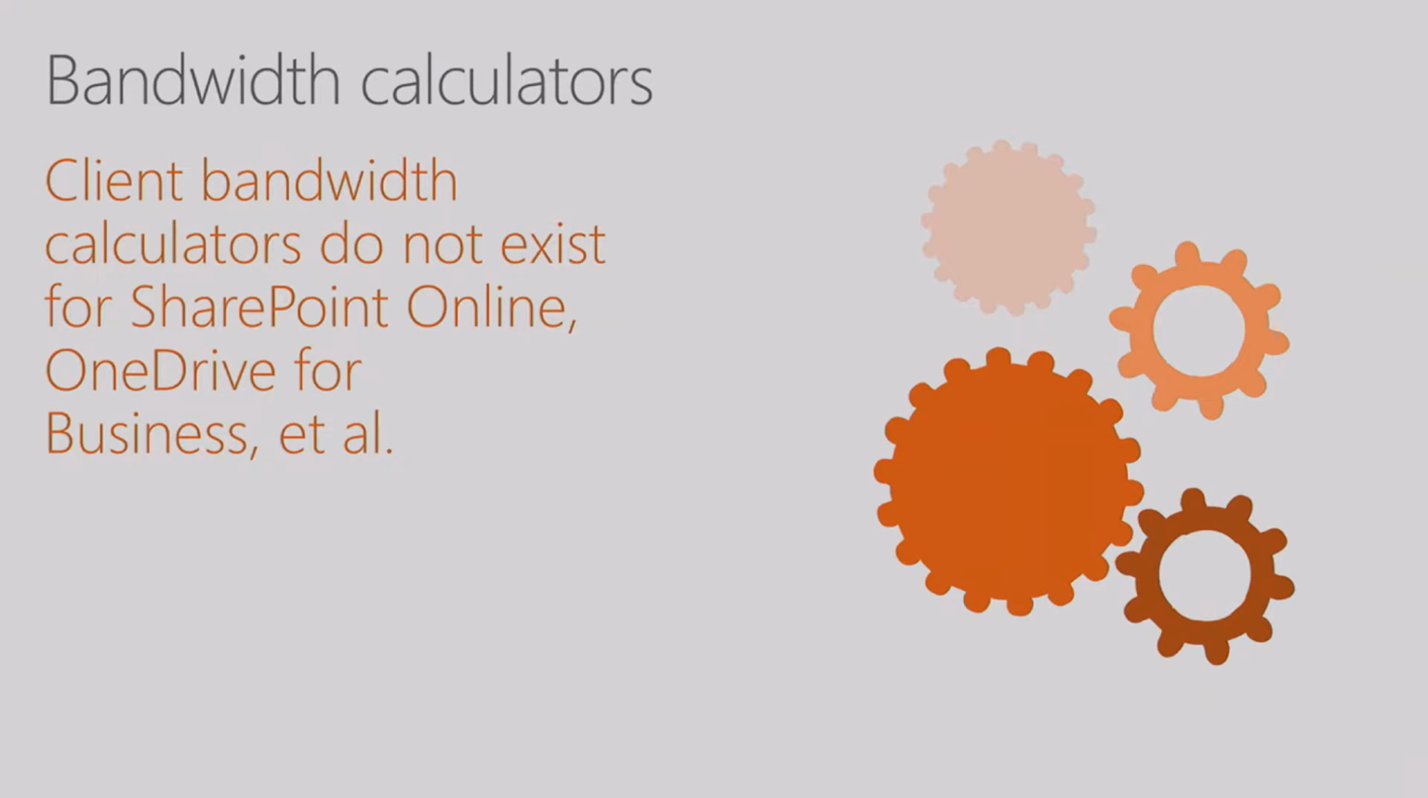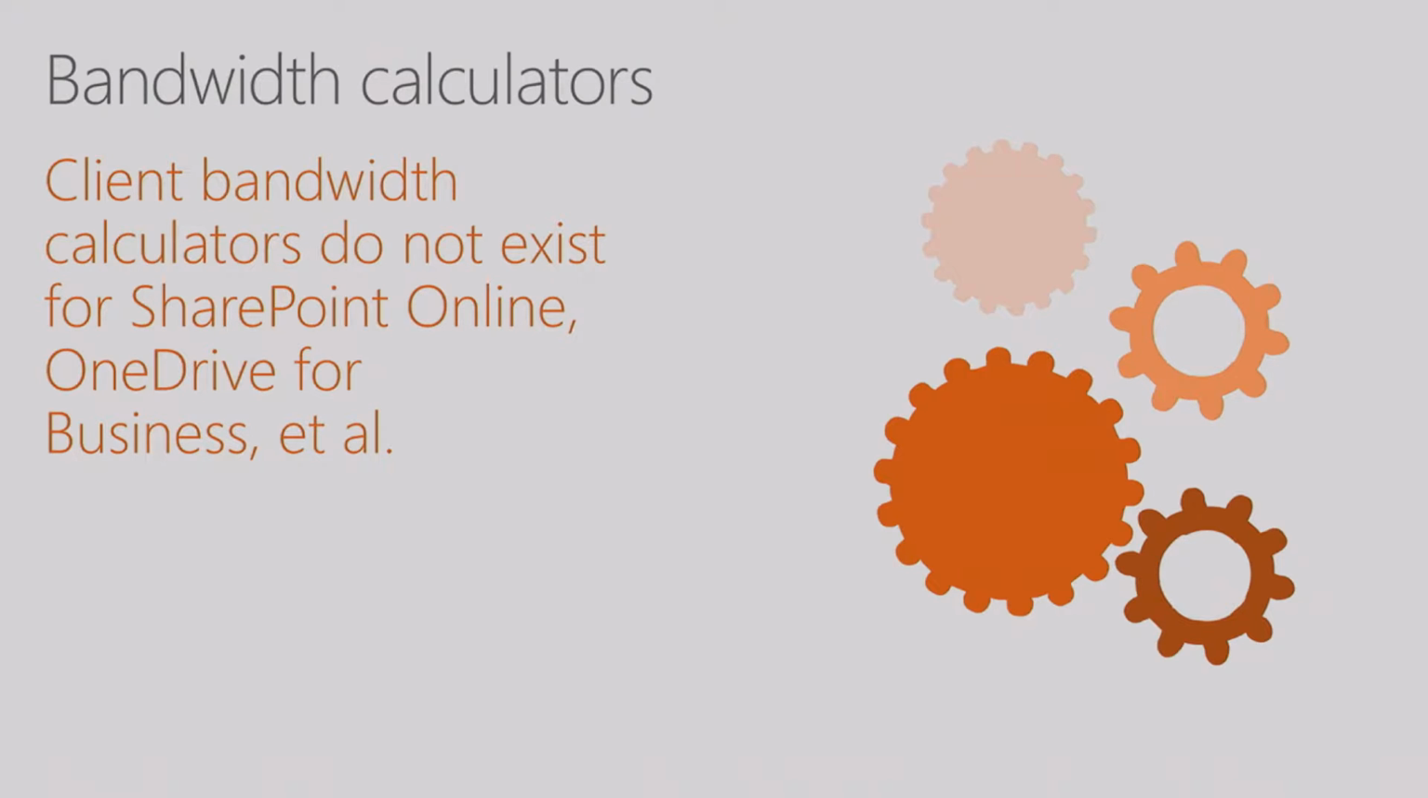They don't exist for SharePoint Online. They don't exist for OneDrive for Business because there's just too many variables to figure out. There's no way to figure out, because users' use of SharePoint Online, users' use of OneDrive for Business is highly variable from morning to afternoon, from day to day, from week to week. And a calculator needs some constants to plug in. Can't really derive those.